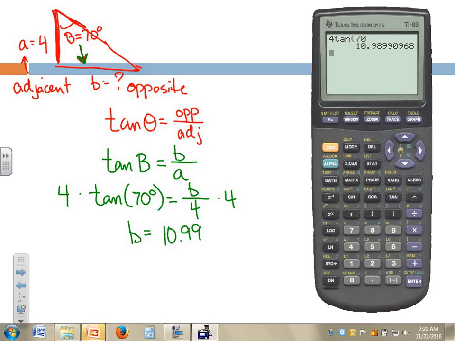So those are examples of solving for sides. So far we haven't had an unknown angle, and that's what we're going to do in the next video. But here are 3 examples of solving for sides, opposite, adjacent, and hypotenuse using sine, cosine, and tangent. You can really use any combination of those things. You're just looking for your givens and your unknowns, picking the correct function, and then substituting and solving.